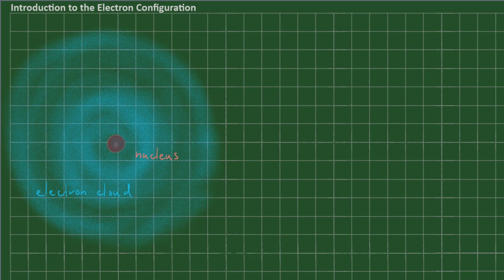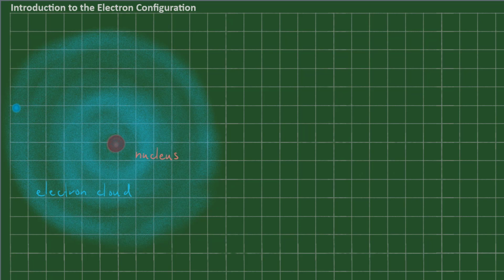So let's say I'm talking about a hydrogen atom. A hydrogen atom only has a proton in the nucleus, and it has only one electron. So that electron might be here, or it might be somewhere else within the cloud. So instead of being here, maybe it's closer in like so, or possibly further out like so.